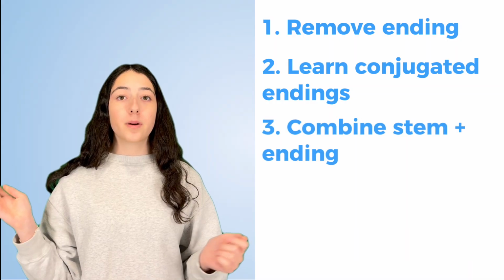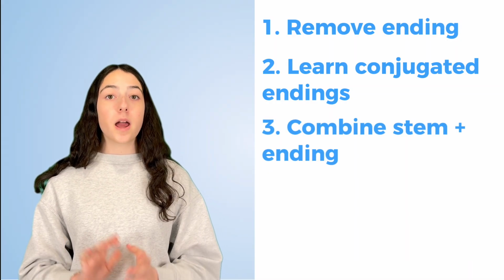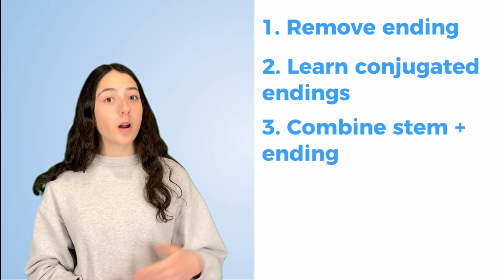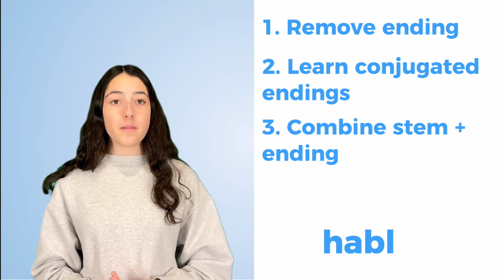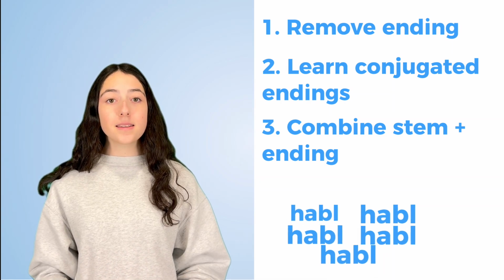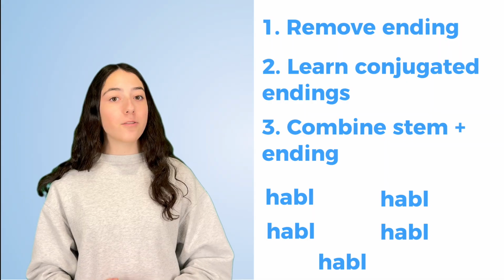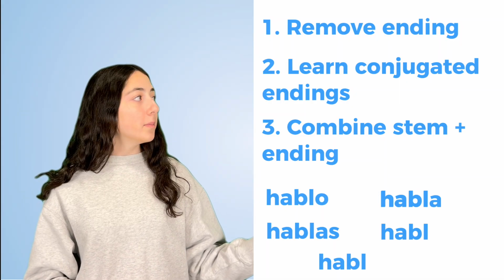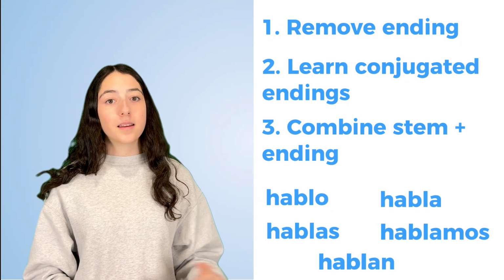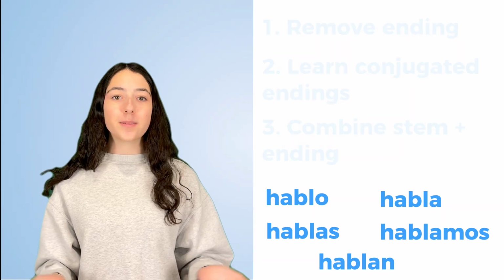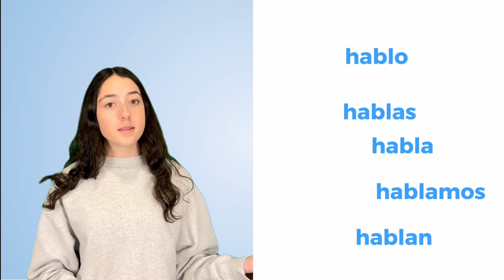Step 3, put it together. Now let's put everything together using the same verb, hablar. We start with the stem, then we add the endings. So now we're left with hablo, hablas, habla, hablamos, and hablan. Now we've conjugated the verb. Let's look at what each form means.